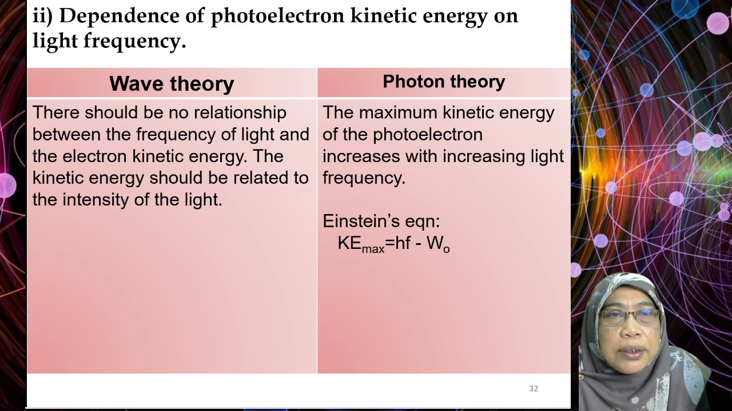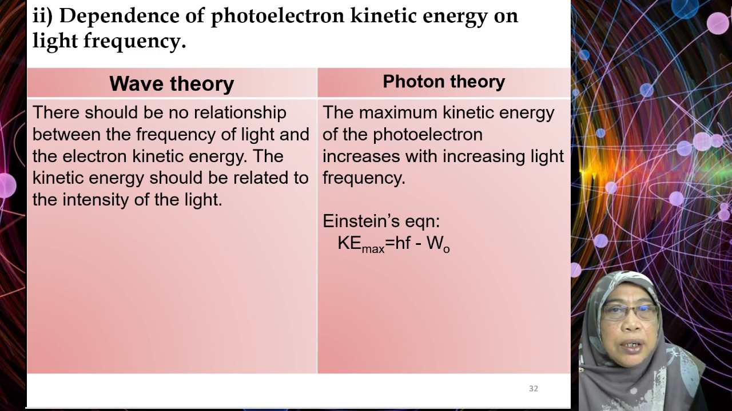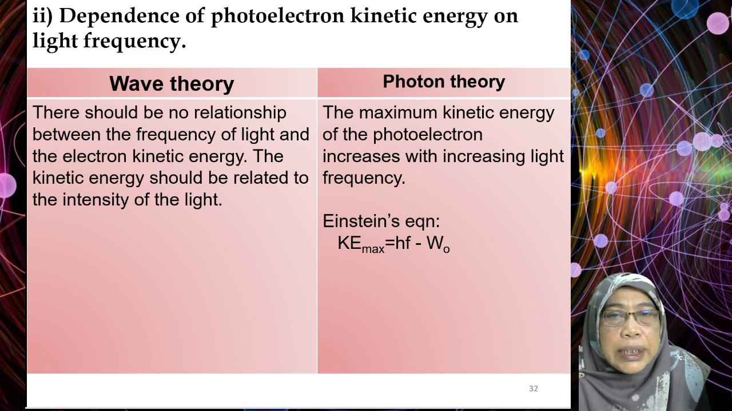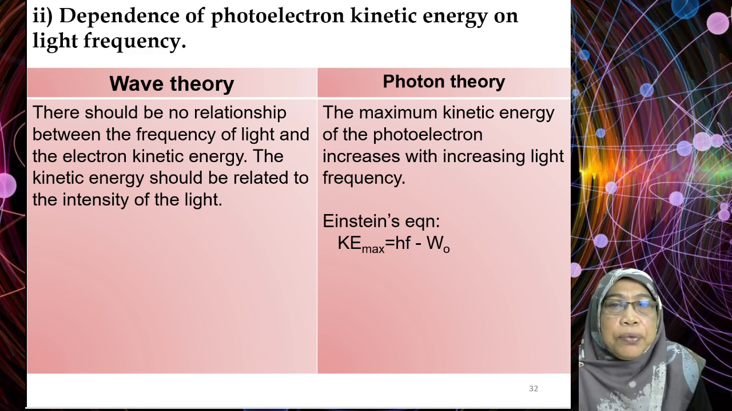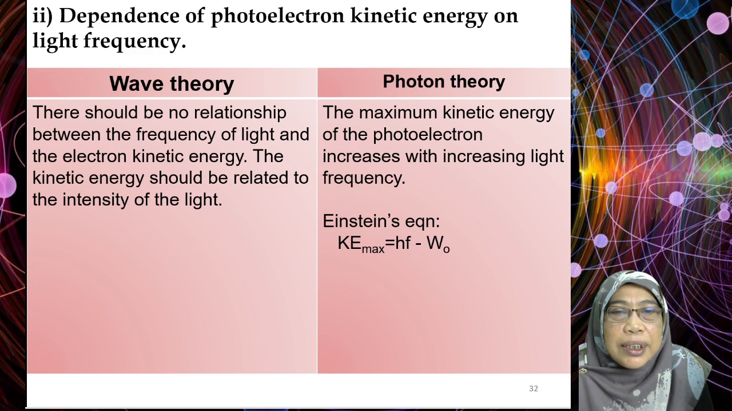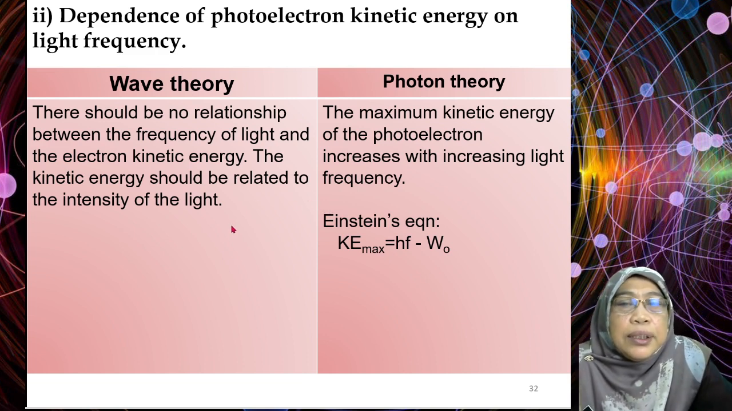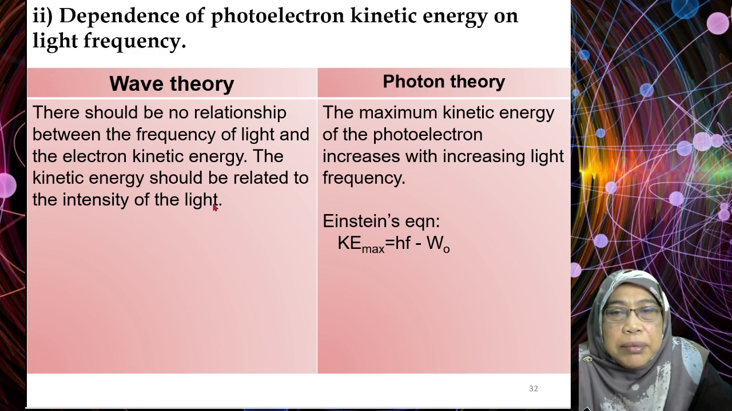And then dependence of photoelectron kinetic energy on light frequency. When you decrease or increase the light frequency, wave theory said there should be no relationship between the frequency of light and the electron kinetic energy. The kinetic energy should be related to the intensity of the light, just now. Wave theory said kinetic energy should be related to the intensity of the light, meaning that higher intensity, higher kinetic energy.